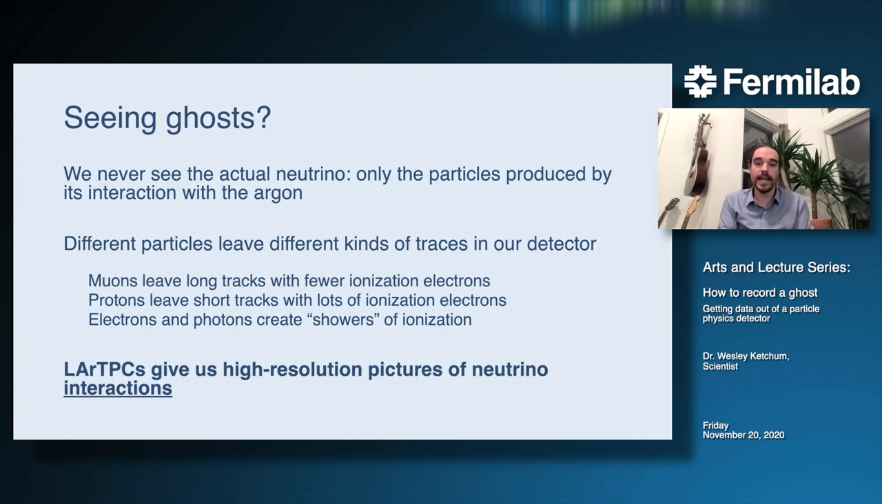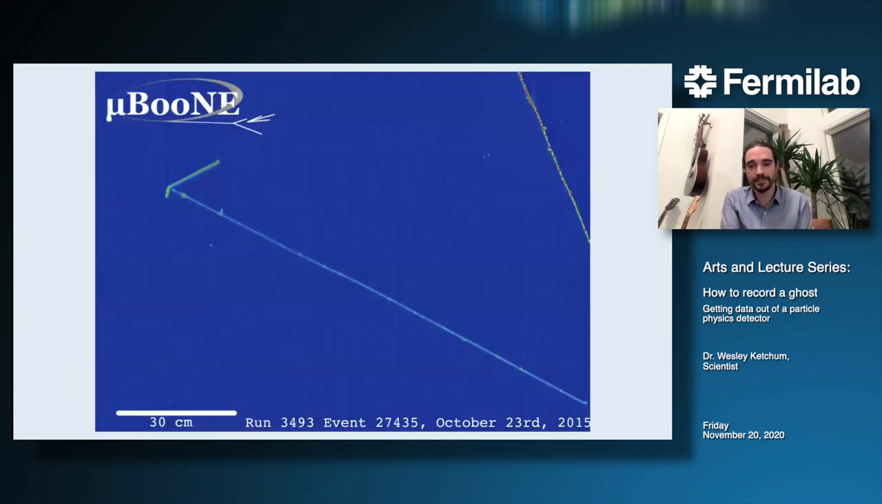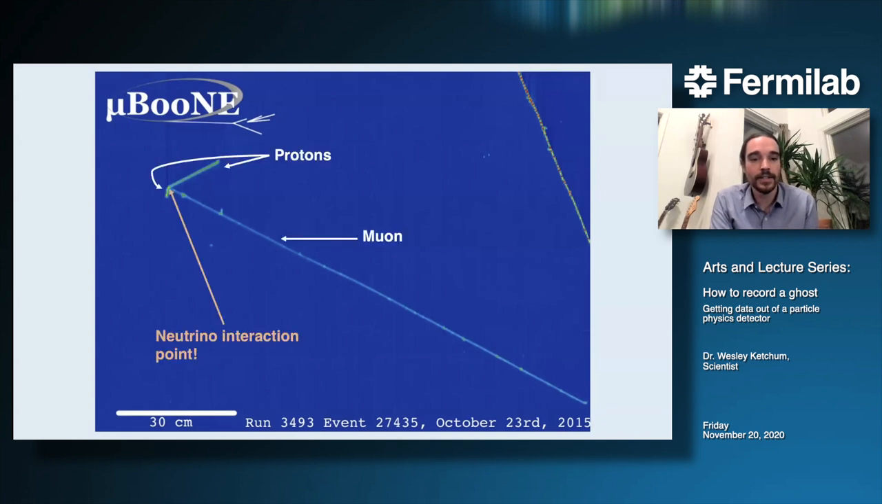In the end, what we get is these really high resolution pictures of neutrino interactions. Something like this. This is an actual neutrino interaction from MicroBooNE. What we're looking at here is a neutrino interaction point, right over there on the left, and a few shorter tracks that seem to leave a bit more ionization. They have a bit more green hue to them, which means that they left more charge, and so those look like protons. And then this really long track that's coming down and to the right, which is leaving less charge as it goes, and it's really long.